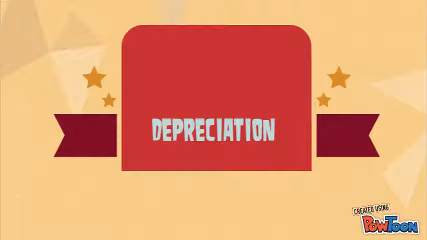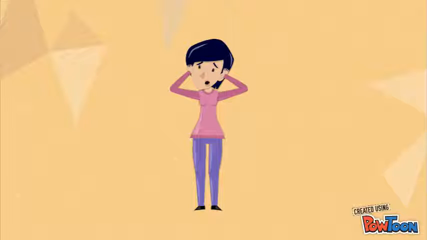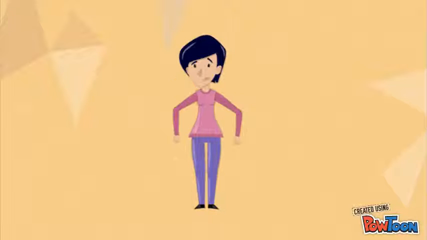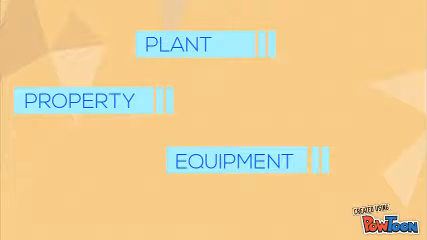Depreciation is the systematic allocation of depreciable amount of an asset over its useful life. I know, that's a whole lot of words. Does that make any sense to you? Let's go through this in simpler terms.